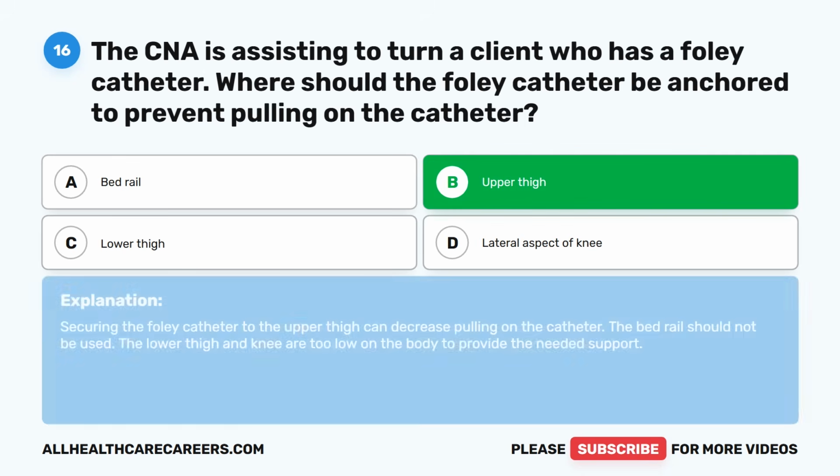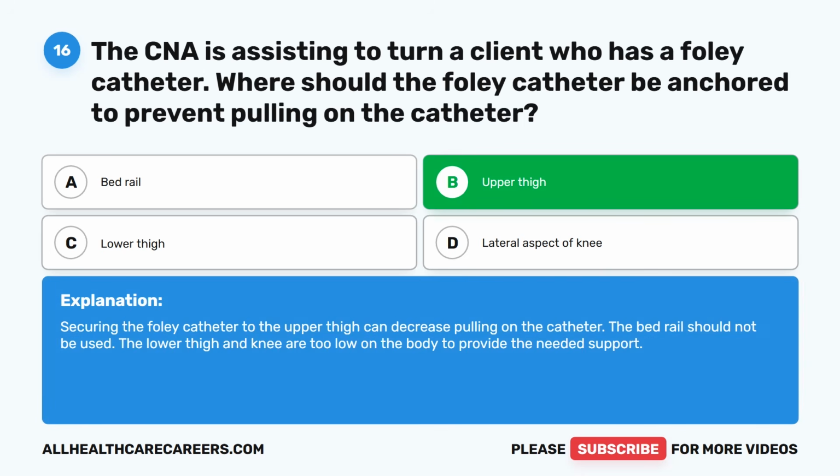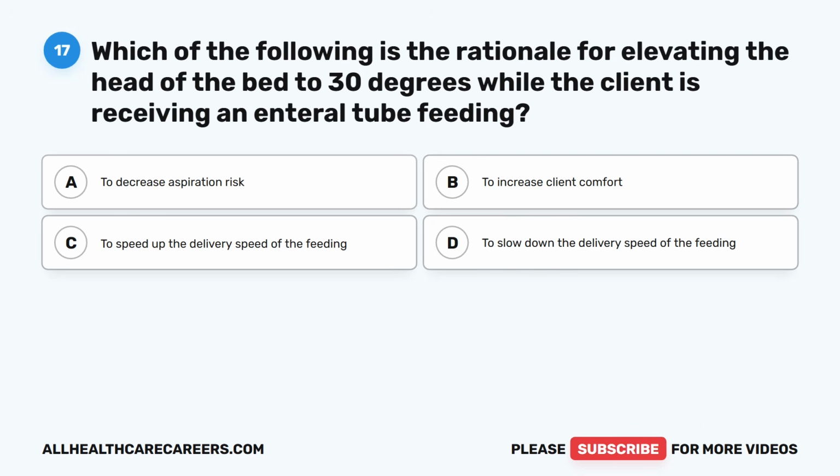Upper thigh. Securing the Foley catheter to the upper thigh can decrease pulling on the catheter. The bed rail should not be used. The lower thigh and knee are too low on the body to provide the needed support.